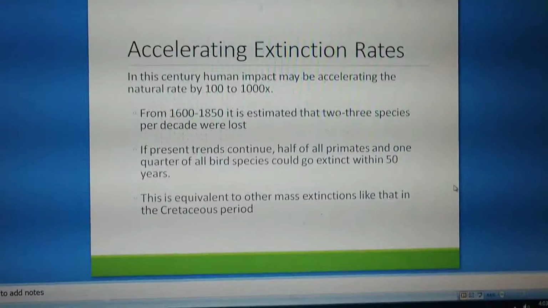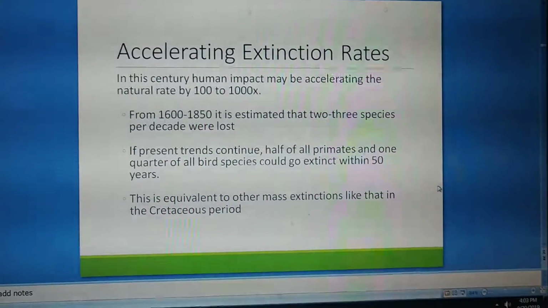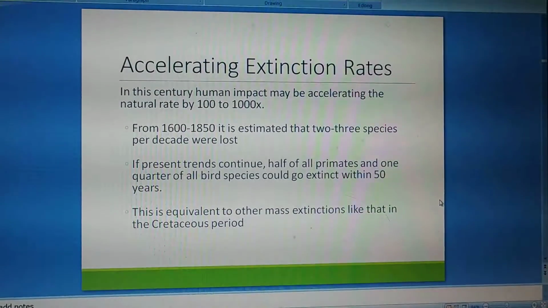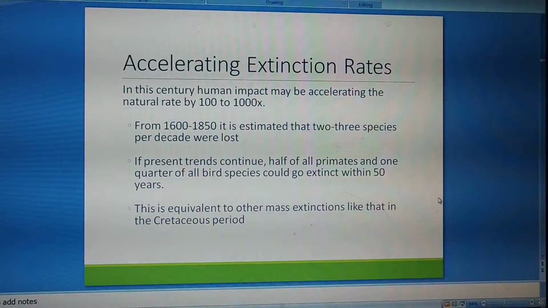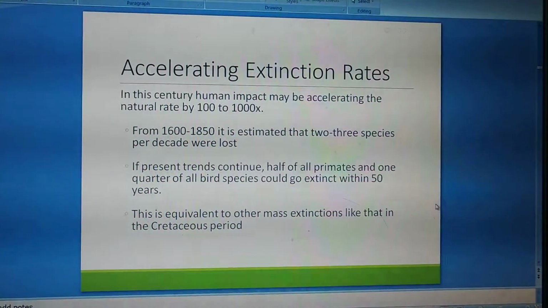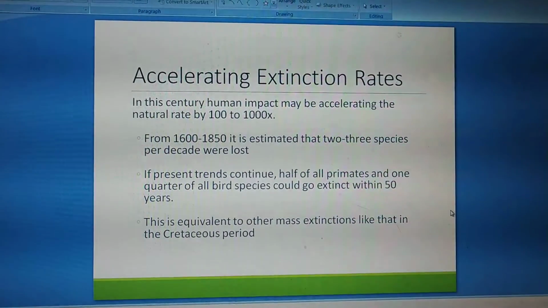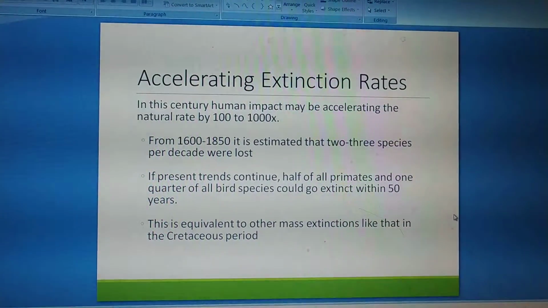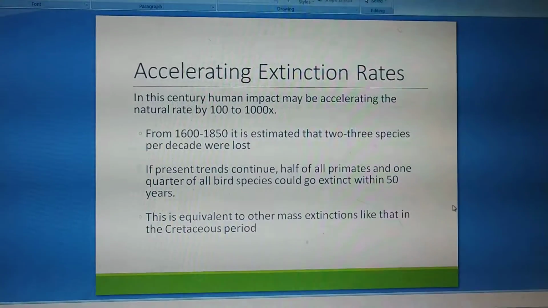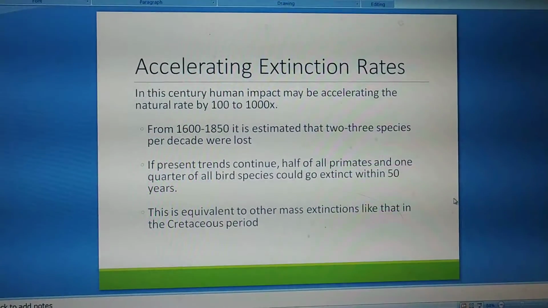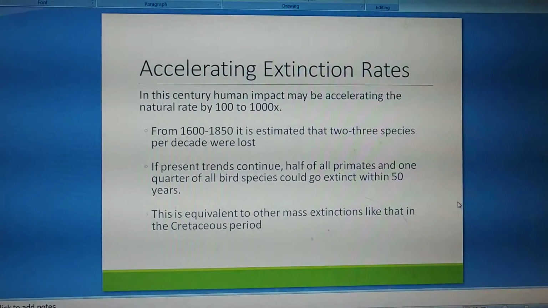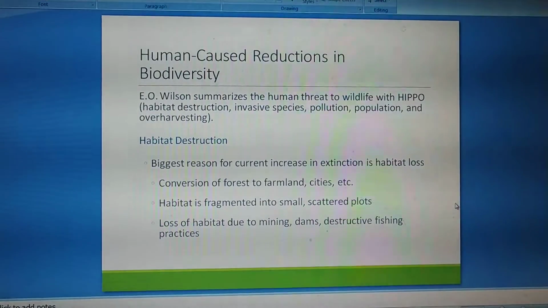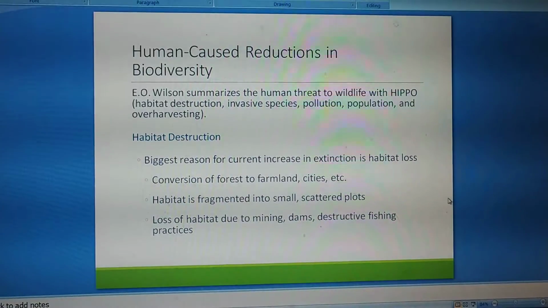So in the last 100 years alone, we have accelerated the extinction rate by 100 to 1,000%. From 1600 to 1850, it's estimated that 2 to 3 species per decade were lost. And if current trends continue, half of all primates and a quarter of all bird species will go extinct within the next 50 years. This is equivalent to other mass extinctions. There was actually a report out last week that some of my bird friends were talking about, on loss of bird diversity in the United States alone. And there are human-caused reasons for this reduction.